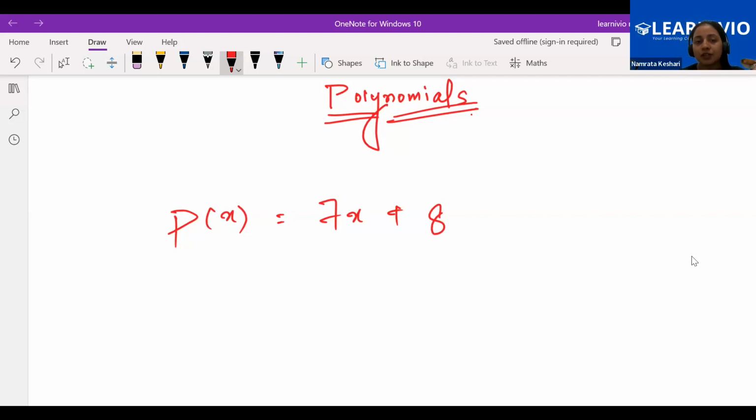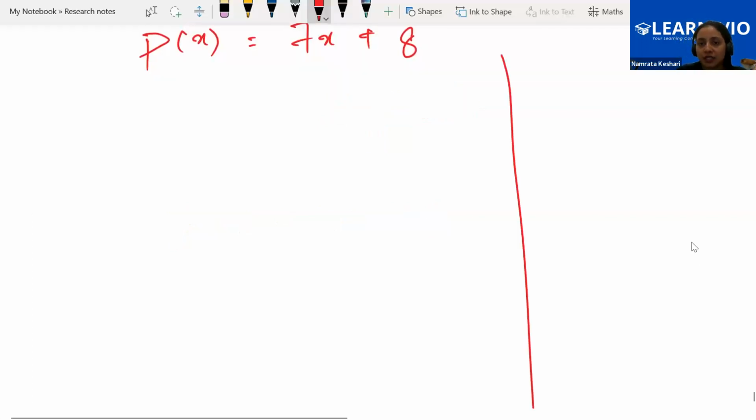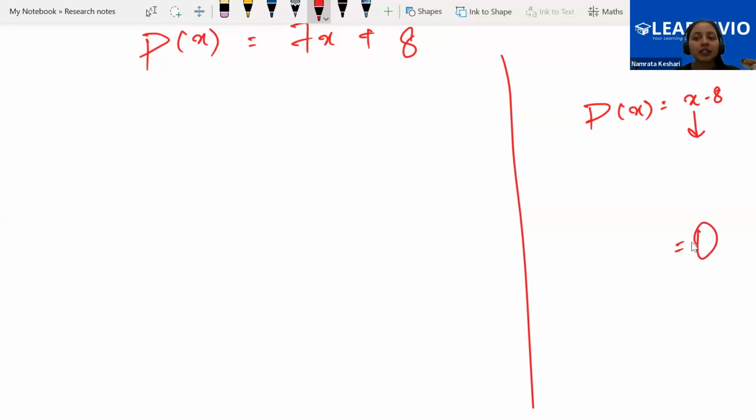Okay, so to find the zero of the polynomial, let me take a basic one at first. Suppose we are having a polynomial p(x) = x - 8. Now again, I will ask the same question. Can you tell me what is the zero of this polynomial? It will be positive 8. Exactly. So basically, we are searching such an x value which will make this polynomial zero, such an x value that after doing calculation, our result will come out as zero.